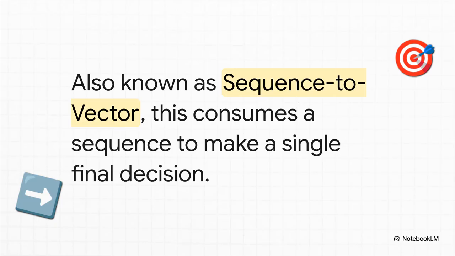Let's start with many-to-one. The idea here is simple. You feed the network a whole sequence of inputs, word after word, for example, but you only care about one final answer at the very end. All those outputs it might generate along the way, we just toss them. We only want the final verdict.